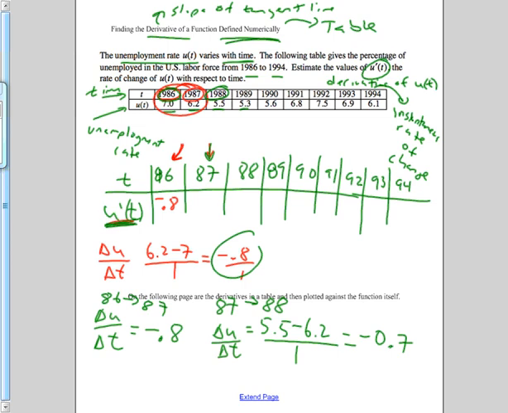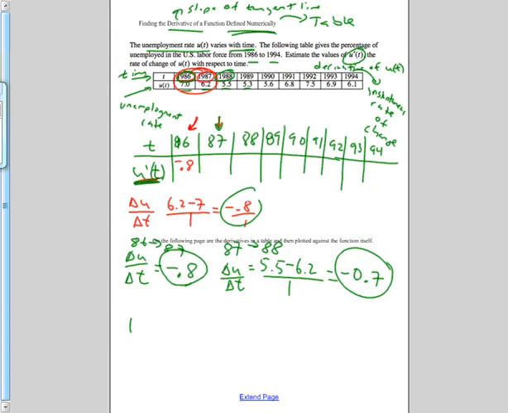So if we're thinking about the rate of change of the unemployment in the year 1987, well, the year before it, from 86 to 87, we had a change of negative 0.8. From 87 to 88, a change of negative 0.7. So the instantaneous rate of change in 1987, we're going to approximate as the average, negative 0.8 plus negative 0.7 divided by 2, finding the average, which equals negative 0.75.